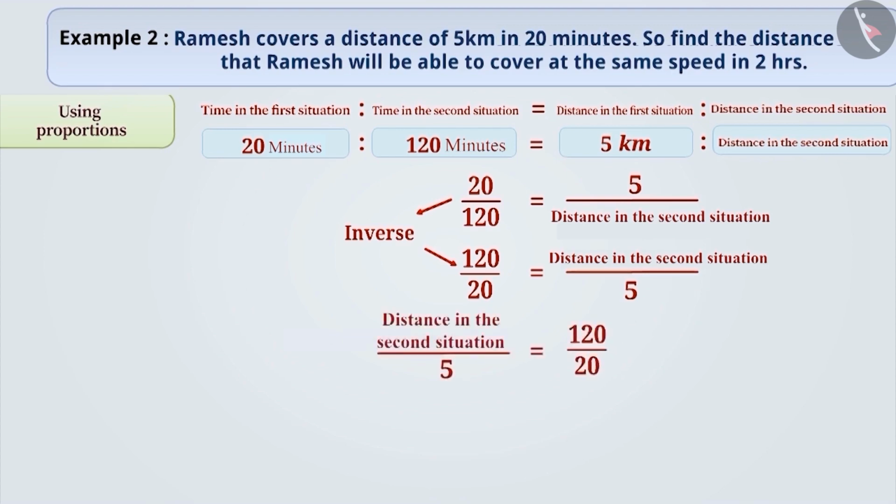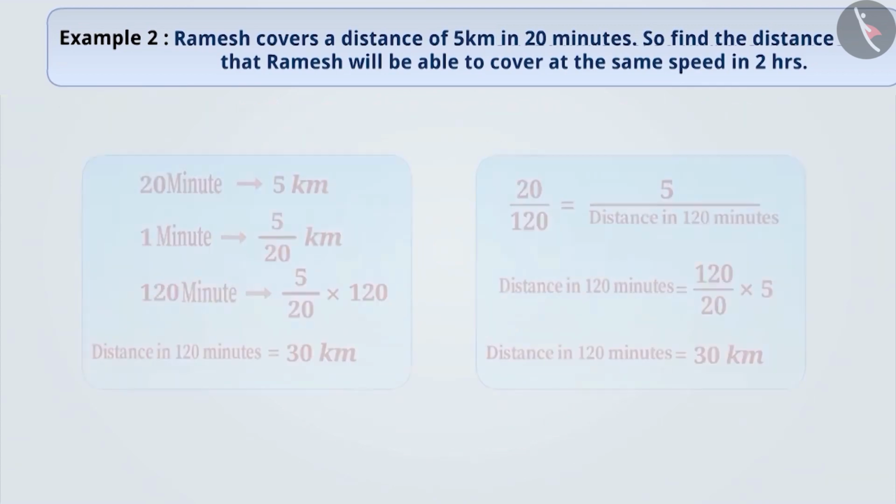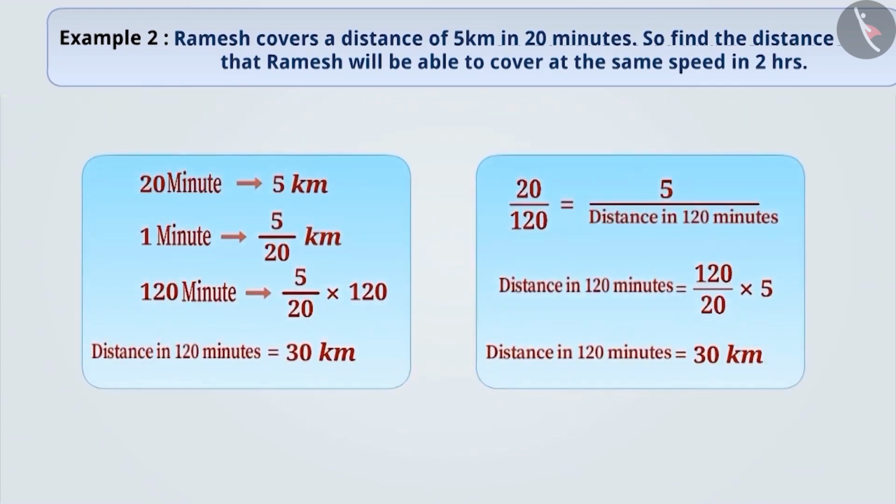Now either multiply both sides by 5 or take the 5 from the left to the right and change the sign from division to multiplication. Distance in second situation by 5 into 5 is equal to 120 by 20 into 5, which is equal to 30 kilometers. You must have understood how we can solve such examples with the unitary method and through proportions.